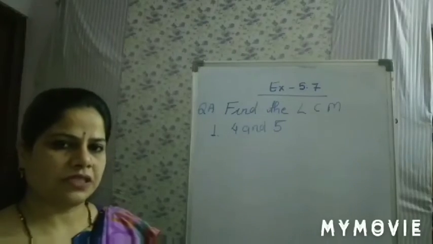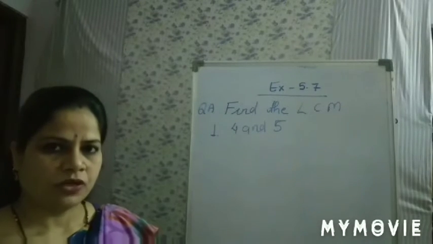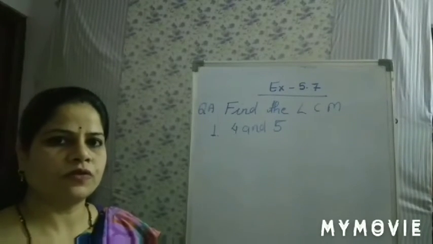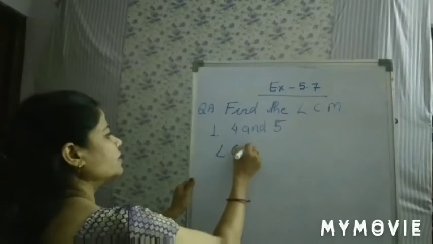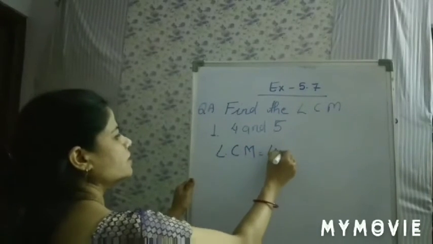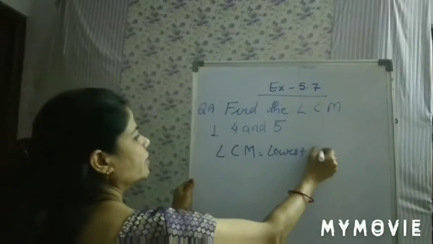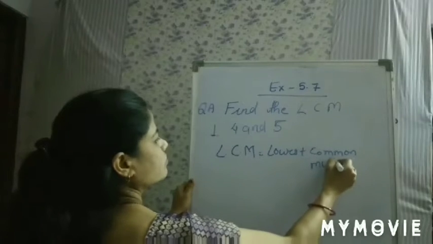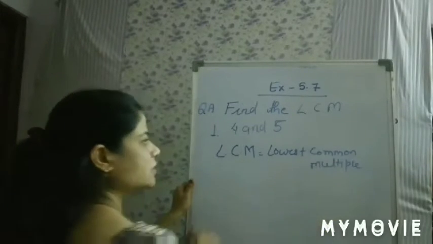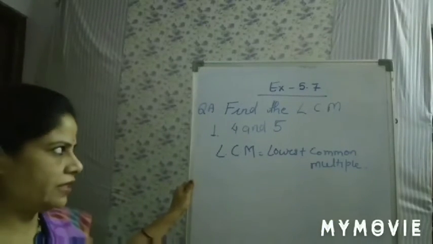The first question of this exercise is to find the LCM. First you should know the full form of LCM. The full form of LCM is lowest common multiple. This is the full form of LCM.